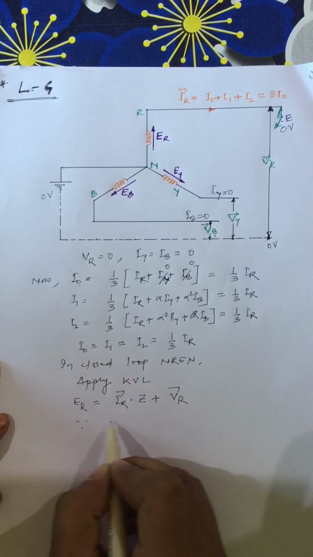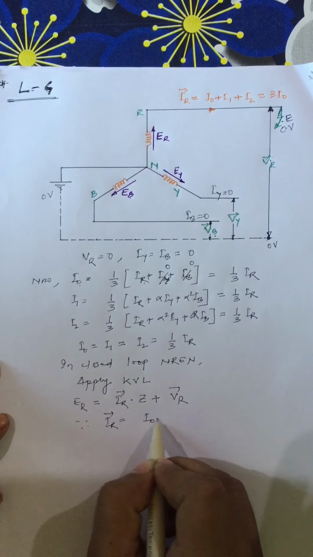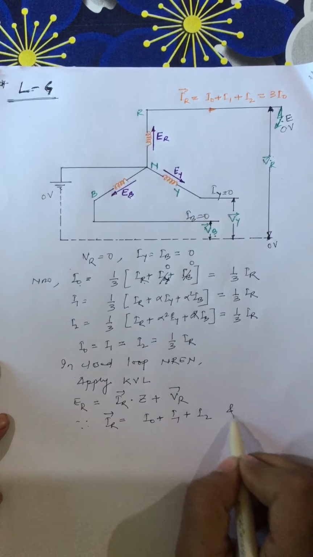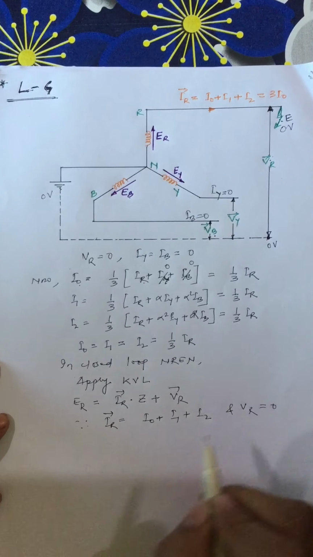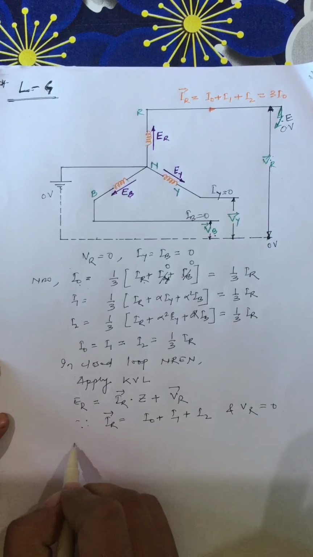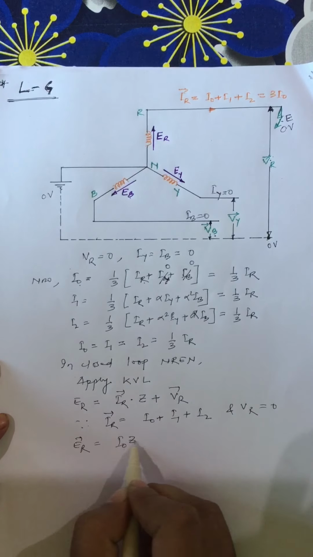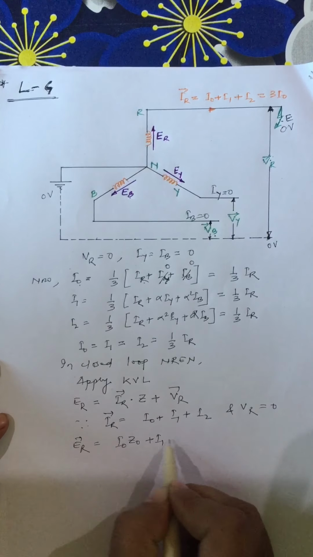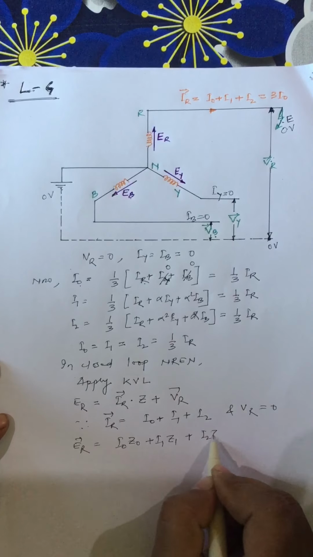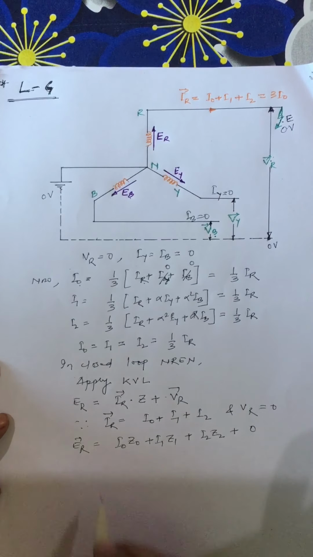Since IR is the summation of the sequential components and VR is equal to 0, we can write ER equals I0Z0 plus I1Z1 plus I2Z2, and VR is equal to 0.